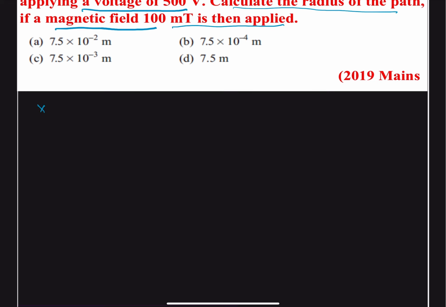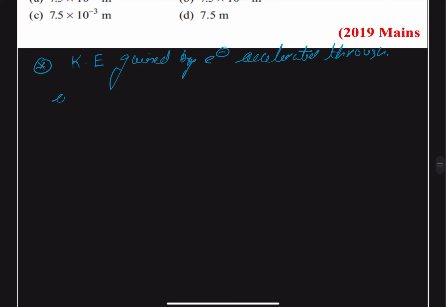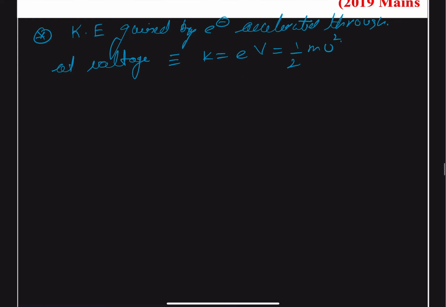You can say that the kinetic energy gained by an electron accelerated through a voltage is given as K is equal to charge multiplied by the voltage, and K is our kinetic energy, so we can say this is equal to half m v square.